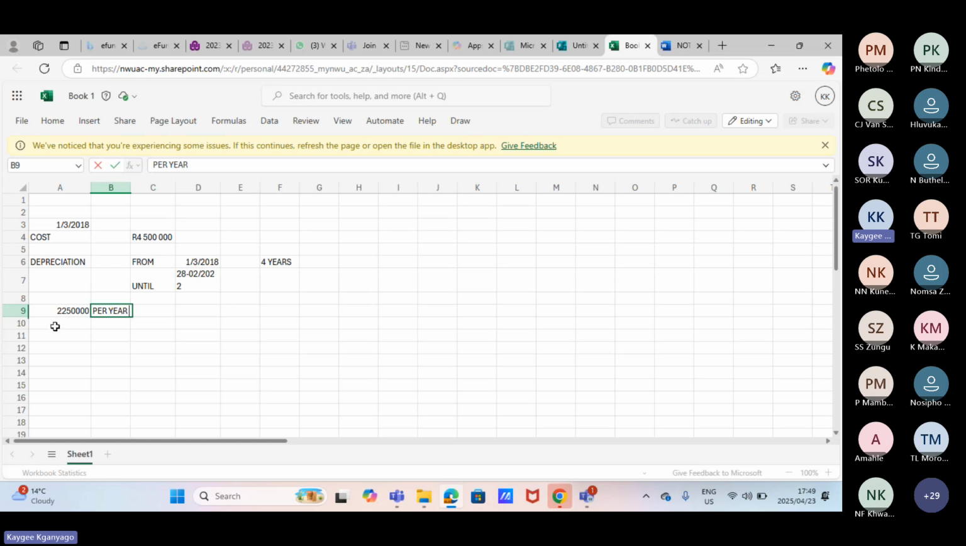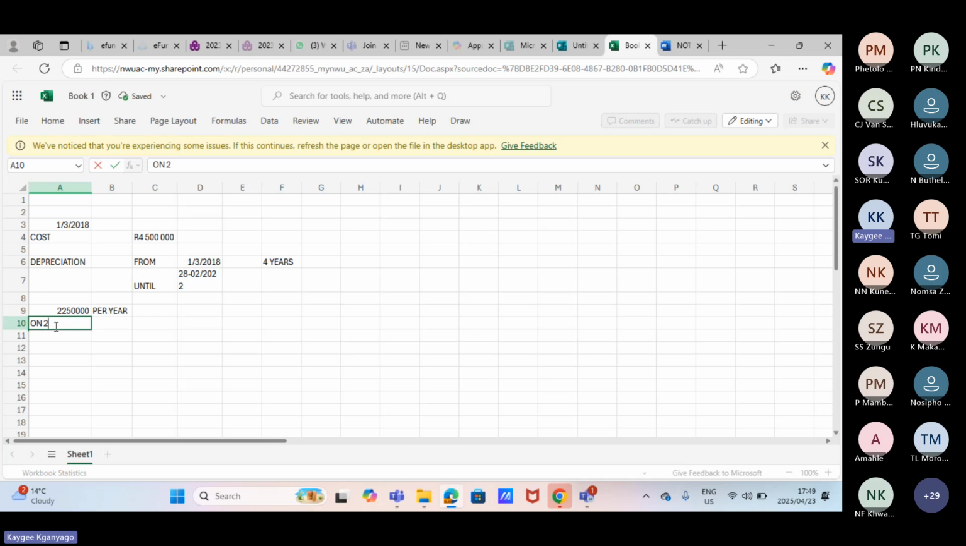And then on 28th of February 2022, how much was it going to be? It was going to be this times how much? 4, ne? Is it 9 million? This is my total accumulated depreciation until this day. It can't be 9 million. The cost price is only 4.5 million, which means I did it wrong. Okay, it's 4,500,000.